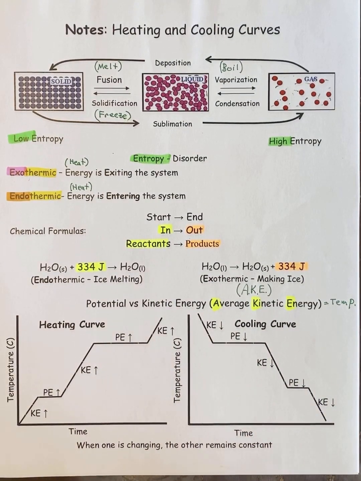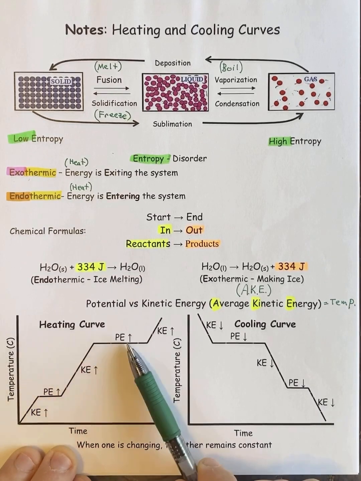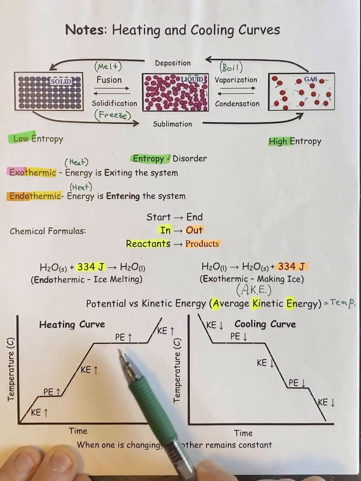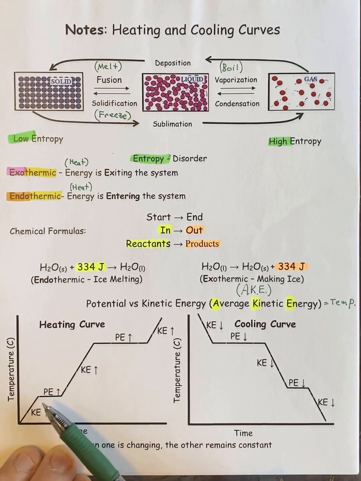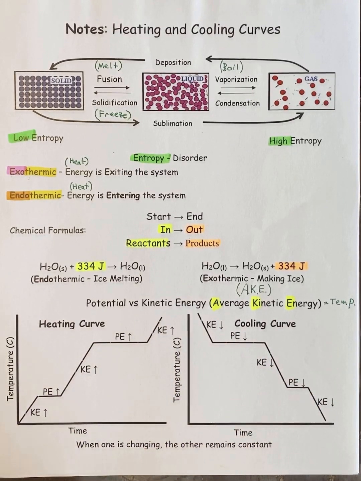Now the thing to remember is that when one form of energy is changing, the other remains constant. So if we think of it here, on the flat parts, the kinetic or the temperature is not changing, that's why it's flat. So therefore, if the kinetic is staying the same and we're still going to the right, then the potential must be increasing. And then the reverse is true here. So when kinetic is going up, potential is not. And when kinetic is staying constant, potential is increasing as we go left to right, or decreasing as we go left to right for cooling.